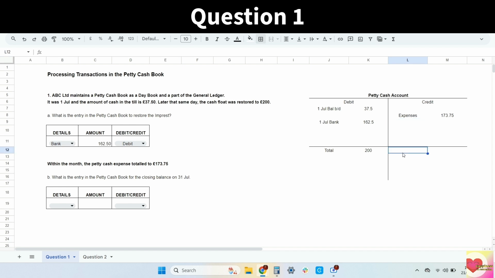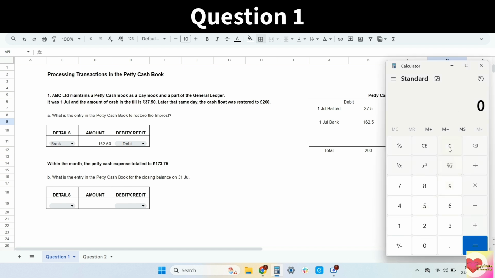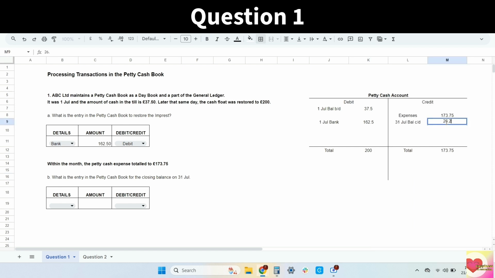We can see now that the total of the debit and credit are not equal. So we should insert the balance carried down to the side that has the lower total, which is credit. So let's enter 31st of July, balance carried down, and the amount should be the difference of the two totals. So let's calculate 200 minus 173.75, and we got 26.25. Now it makes both our totals equal to 200.